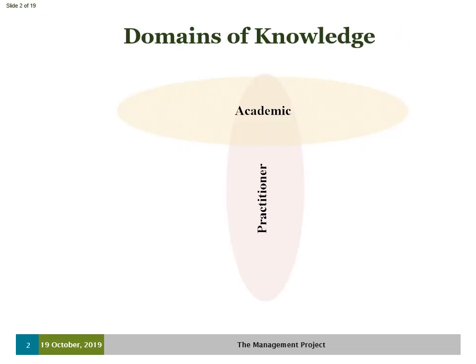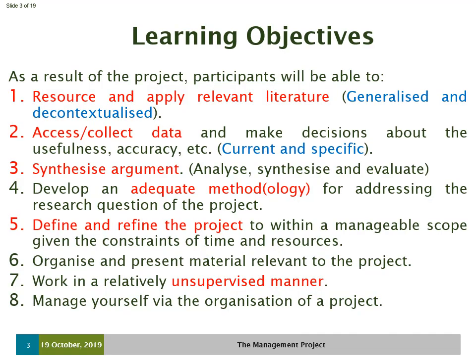This diagram shows a difference between the academic and the practitioner domains of knowledge. The academics can be characterised as being broad but shallow. The practitioner, on the other hand, can be characterised as being deep but narrow. The academic world is more interested in the generalised and often decontextualised, whereas a practitioner's world is interested in the current and the specific. The sweet spot is between the academic and the practitioner domains of knowledge.